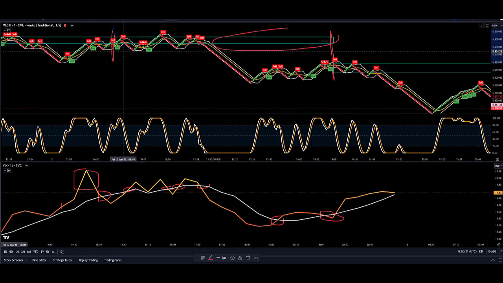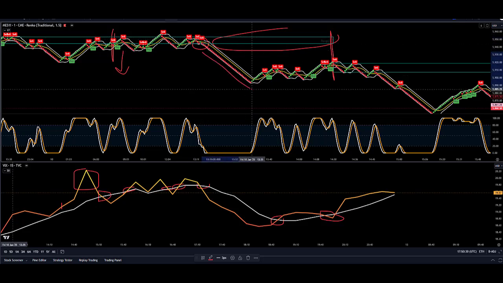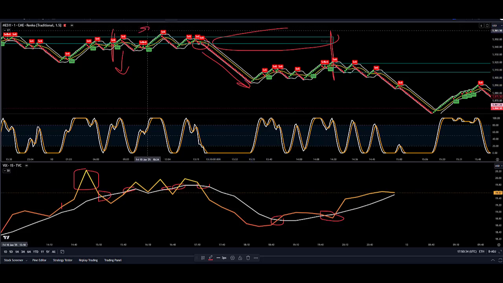So again, the same sort of rule. If it's below it, I'm looking for bearish trades. So we got this really nice one here at 1 o'clock where we pull on down, and if it's above it, I'm looking for bullish trades. One way of playing it.